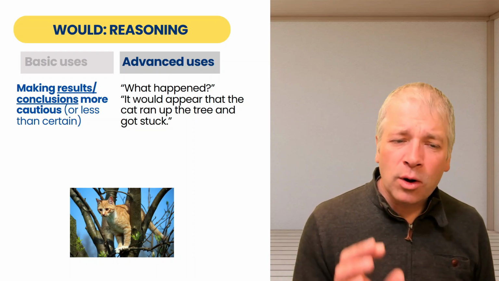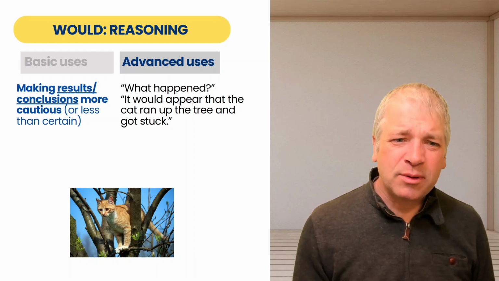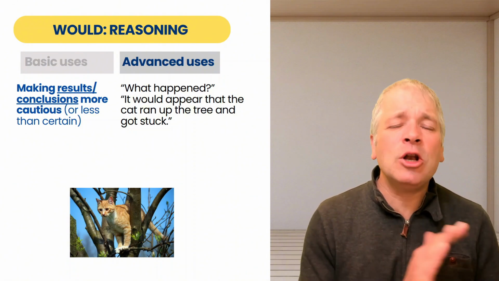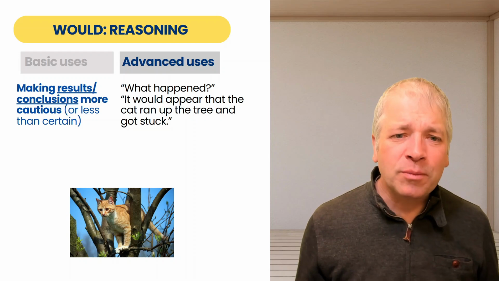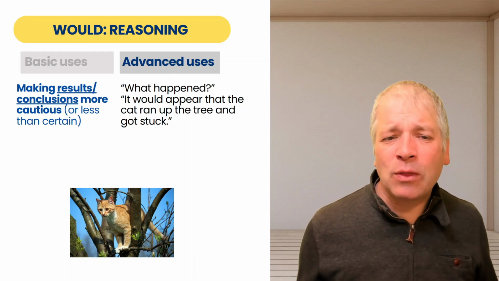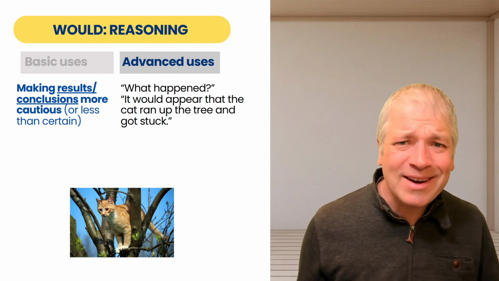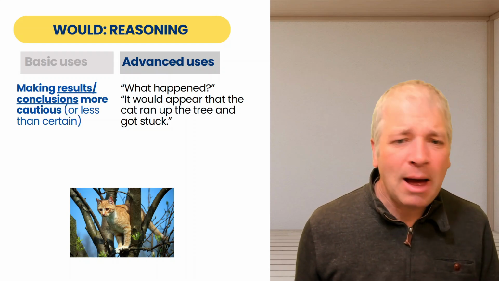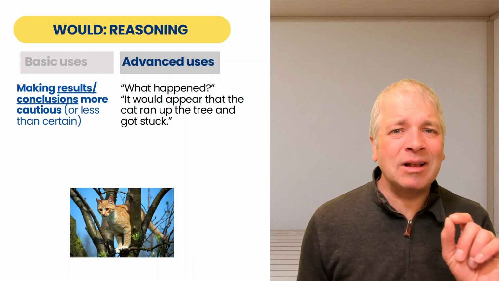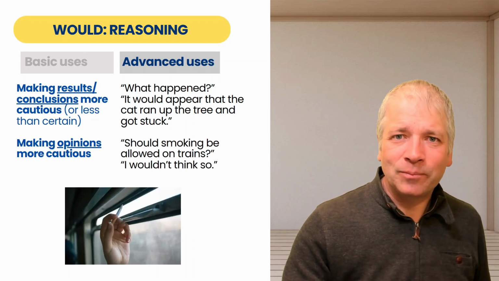So using would makes those results a little bit more cautious. You're saying it's not absolutely 100% sure. And this is what you're saying here about the cat. It would appear that the cat ran up the tree and got stuck, but I didn't see it, so perhaps there was another way. I'm not sure what it is, but this is the most likely outcome.